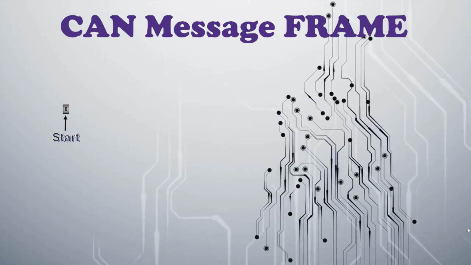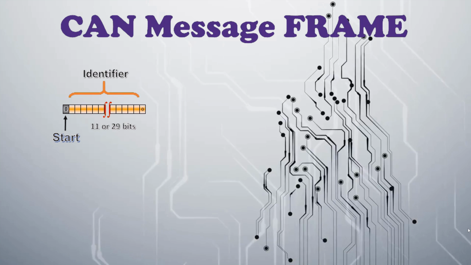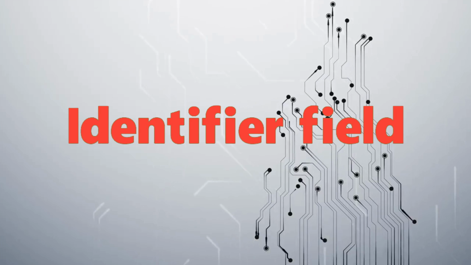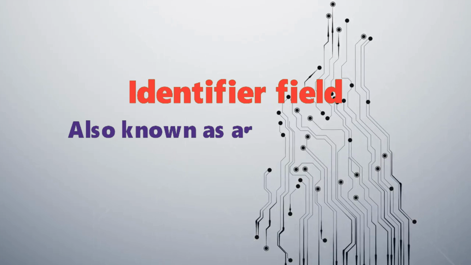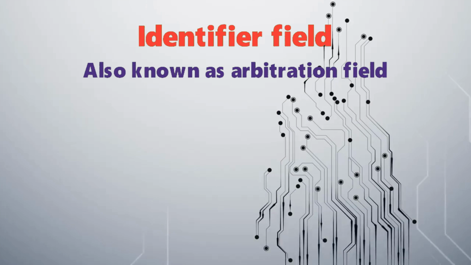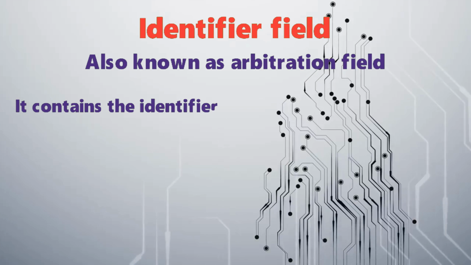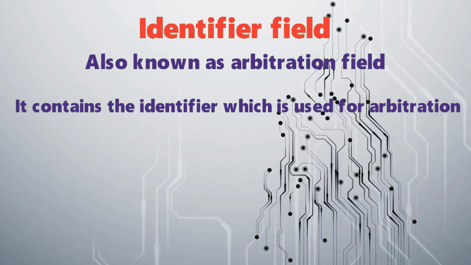Identifier field. It is 11 or 29 bits wide and then an RTR bit. This is also known as the arbitration field. It contains the identifier which is used for the arbitration.